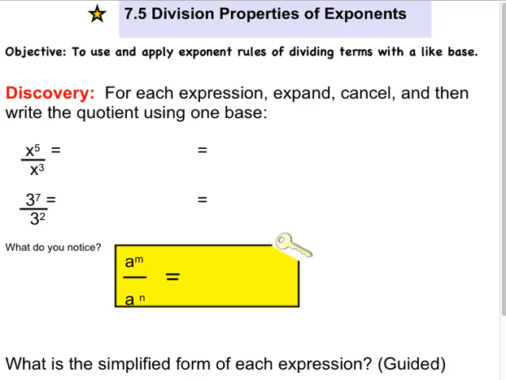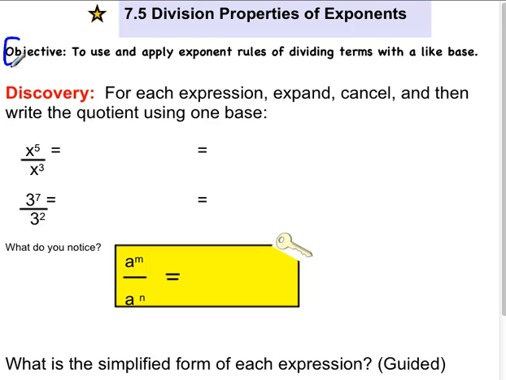In 7.5, we're going to move on and talk about division properties of exponents. And this is awesomely the final property that we're going to be discussing in this chapter. So you are almost done. As always, please write your objective. The objective for this section is to use and apply exponent rules of dividing terms with a like base.